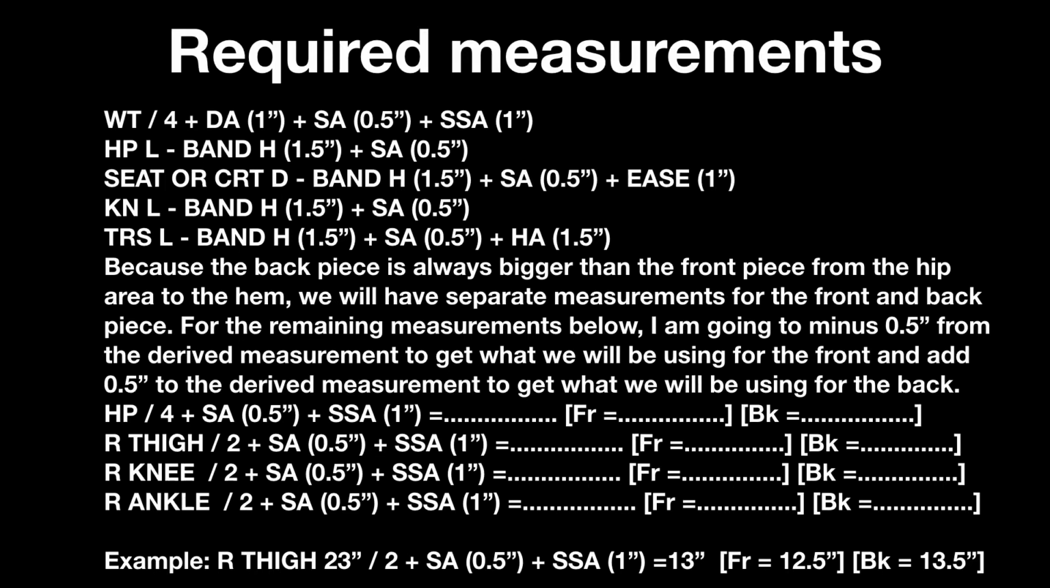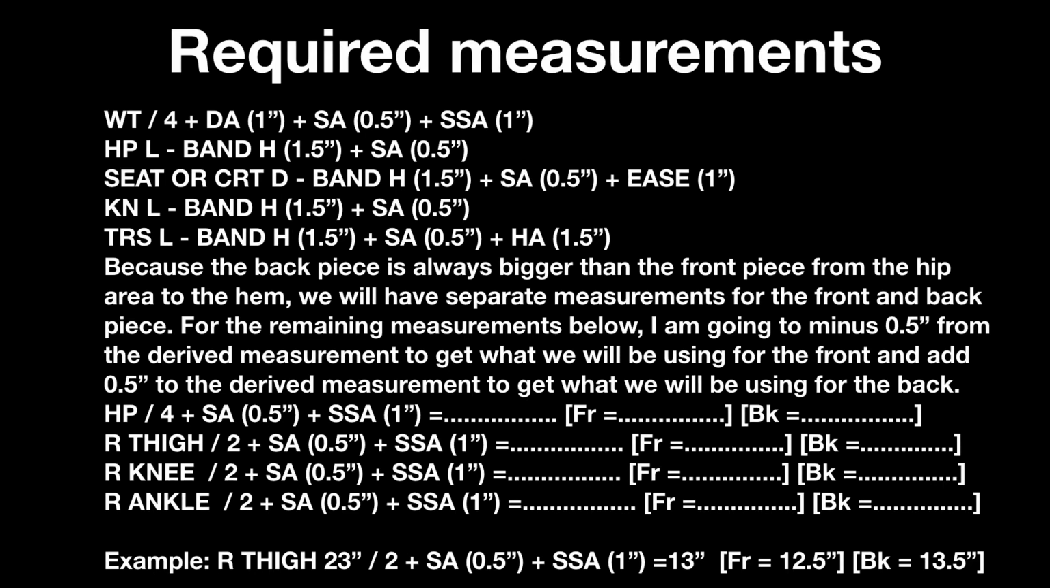Below is an example of how to get your front and your back measurements. We're going to be using the round thigh. So the round thigh measurement is 23 inches. We're going to divide it by 2 plus sewing allowance 0.5 inch plus side seam allowance 1 inch, and that will give us 13 inches. 13 inches is our derived measurement after calculation.